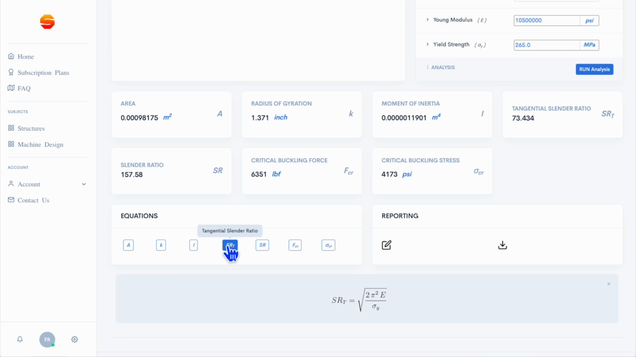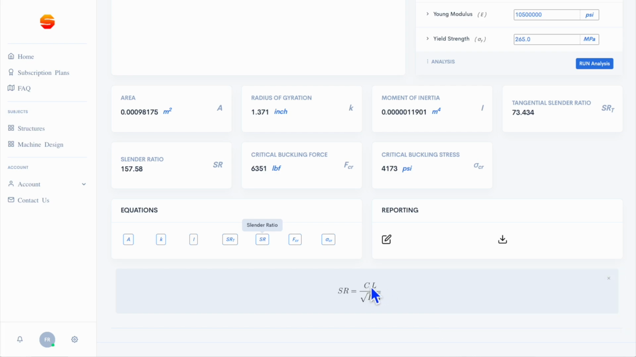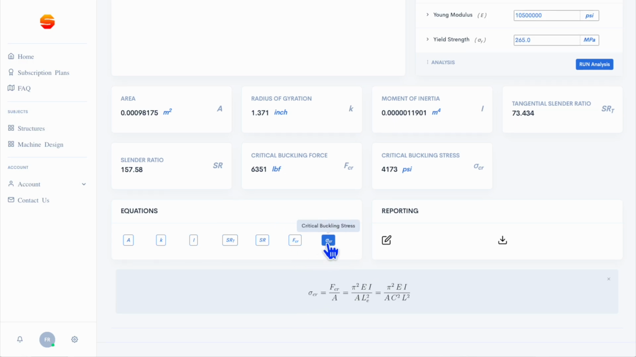the tangential slender ratio, and if you want to learn more about this, you can go to Lindenberg, which is one of the references on top. The slender ratio, which is the effective length, which is the coefficient times the actual physical length, divided by the radius of gyration, the critical force, which most people are familiar with, and the critical buckling stress.